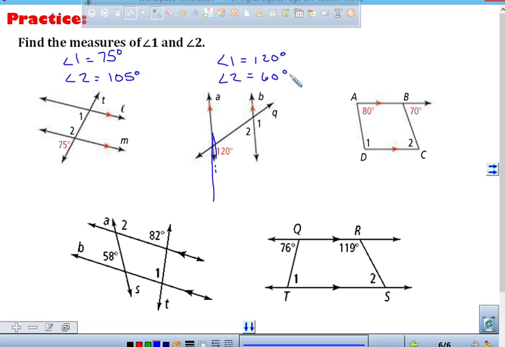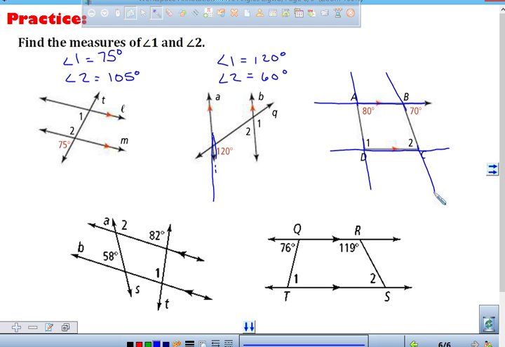Okay, now it starts to get a little bit more difficult. If I ever give you shapes like this, extend your parallel lines. You just extend them yourself so that it's not as confusing. And then I like to extend my transversals. I extend all of these so that I can see them a little bit better. Now I can see things a little bit easier.